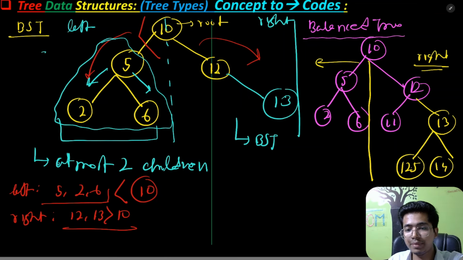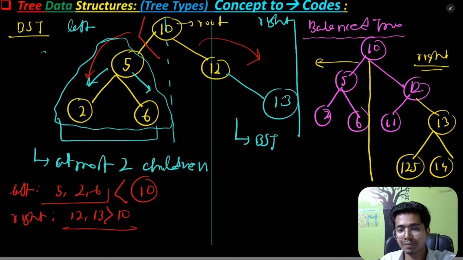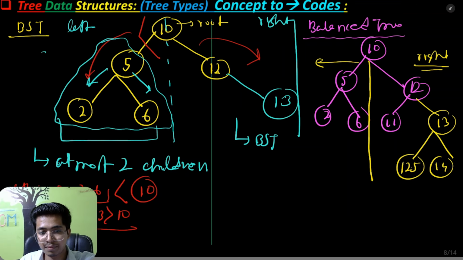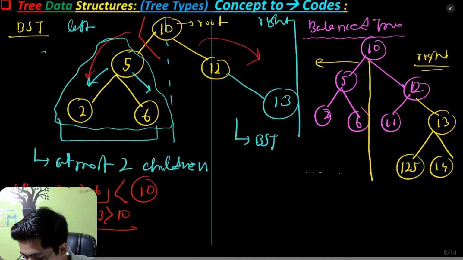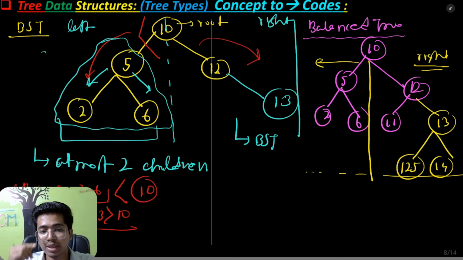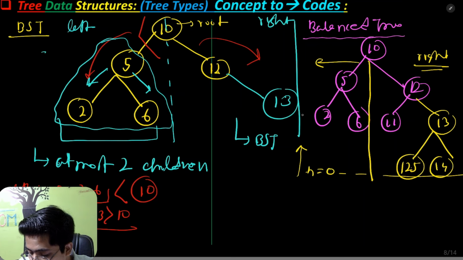So if we just observe this tree, we can see the height difference. Notice, this is the height. We always start the measurement of height from the ground. So this is height 0. This is height 0 of the right side, and this is height 1, that is height 1 of the left side.